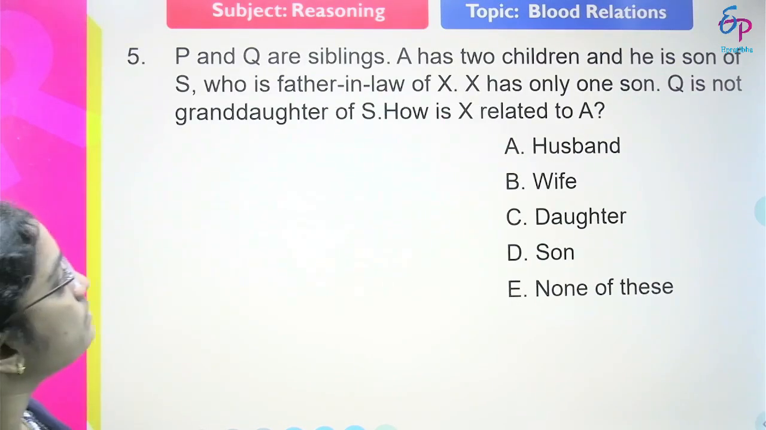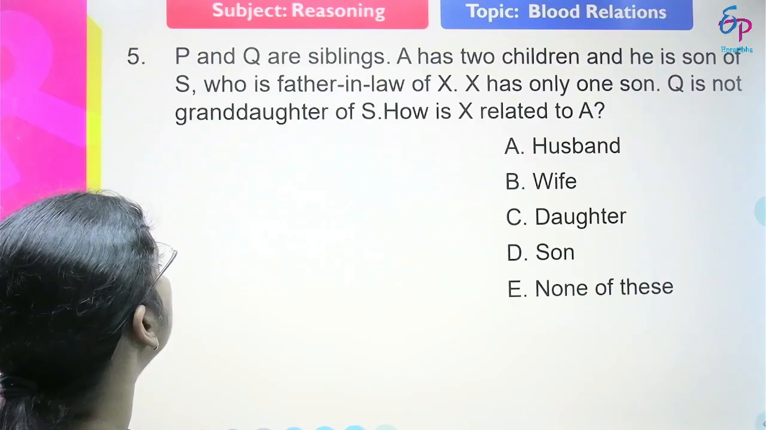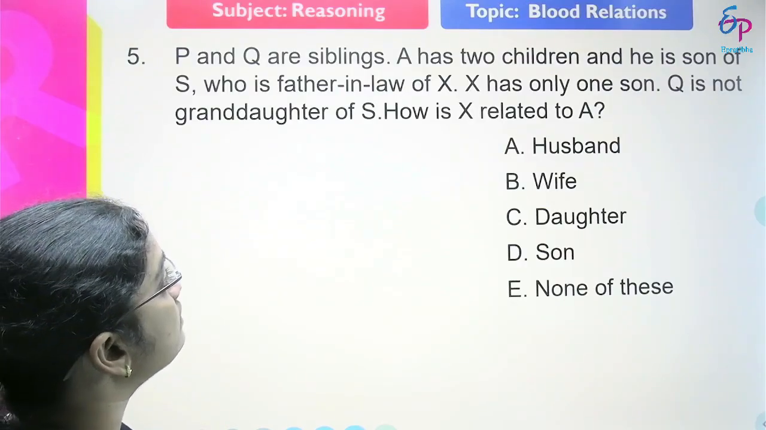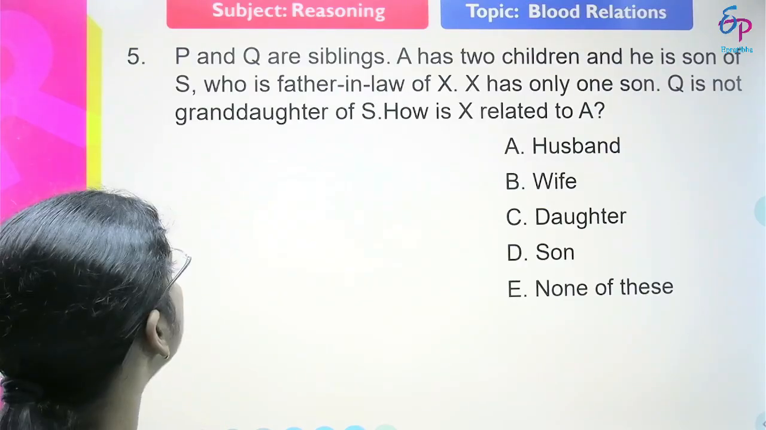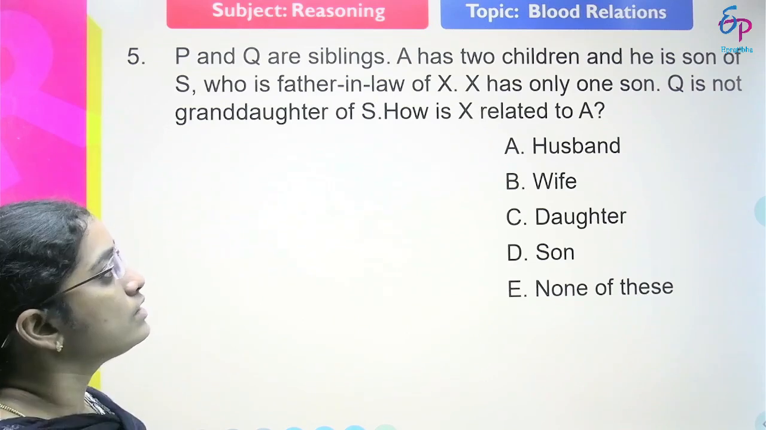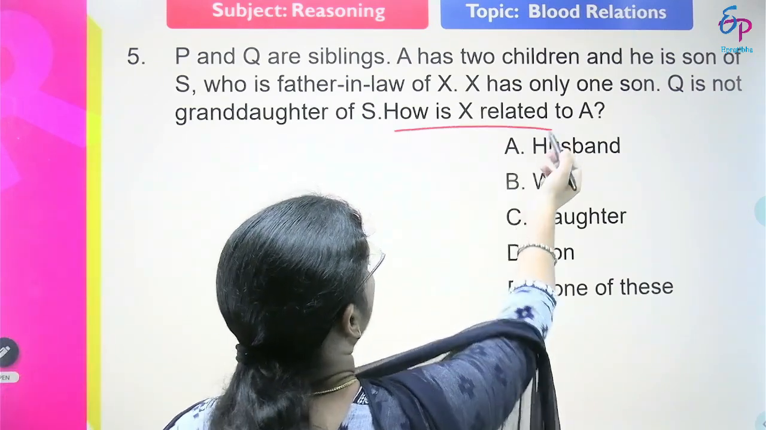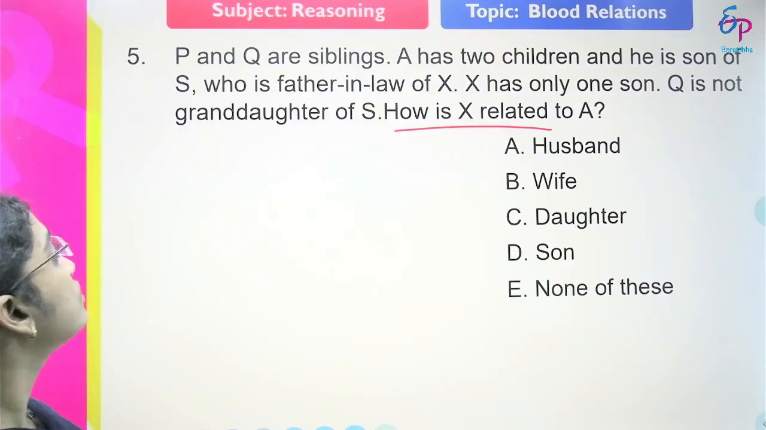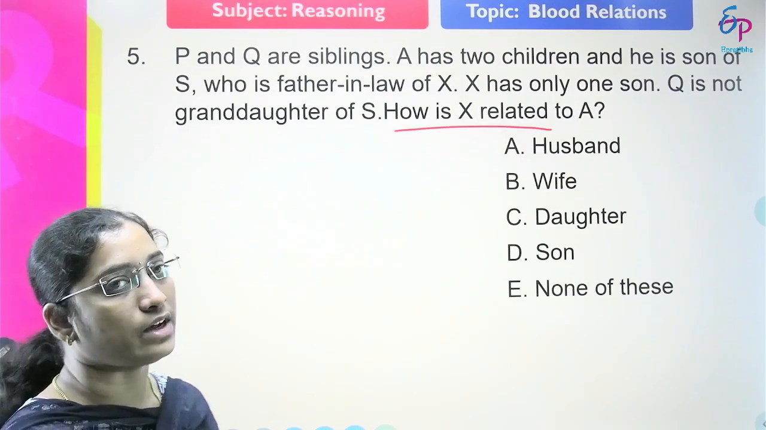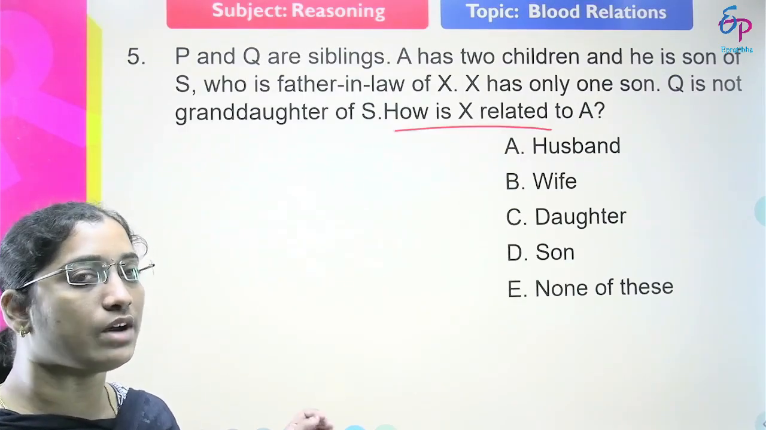Yes, P and Q are siblings. A has 2 children and he is son of S. S, who is father-in-law of X. X has only one son and Q is not granddaughter of S. Okay, so this is also the same question, friends, but here the question is different. Okay, our final question is different. So the complete information except our final question for question number 4 and 5 is the same.